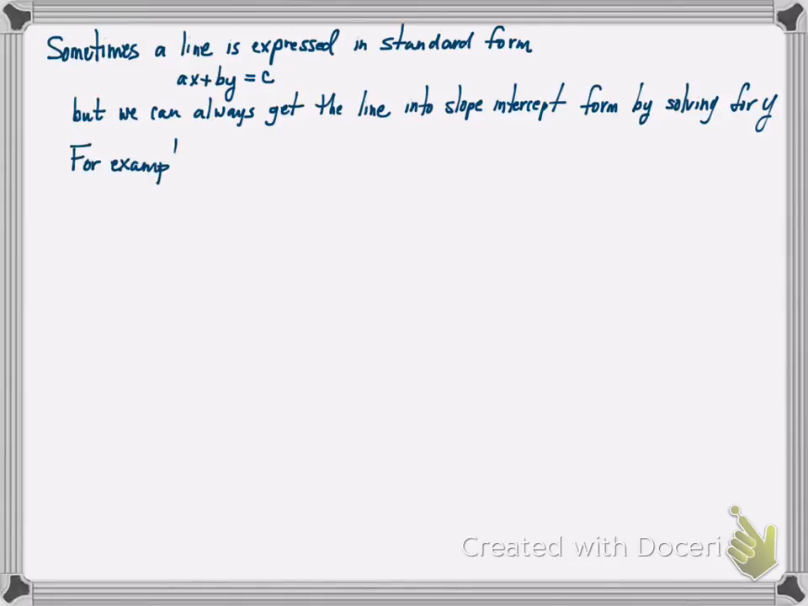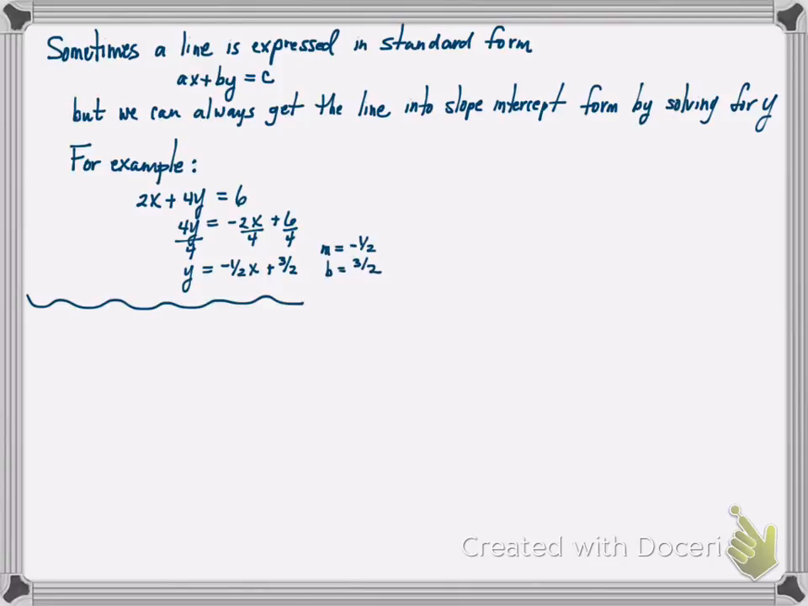So let's look at an example. If we have the line 2x plus 4y equals 6, we solve for y, get it into the form y equals negative 1/2 x plus 3/2, and we see the slope is negative 1/2, and the y-intercept is 3/2. Easy enough.